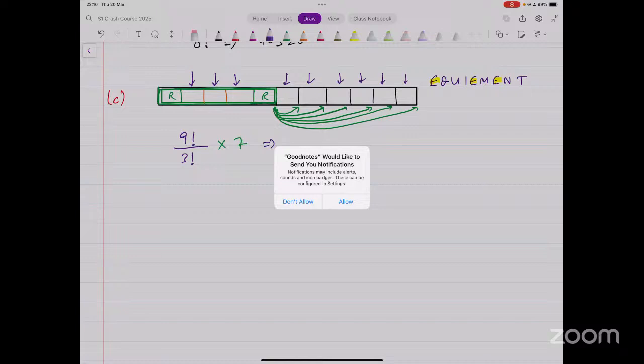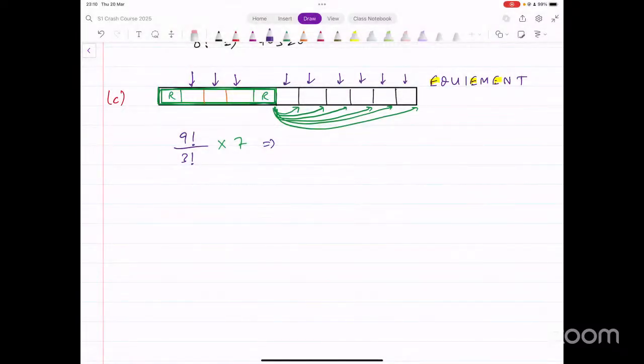423360. That's the result that we end up getting from this. Now, you're saying, why are we not multiplying by 7 factorial? We discussed this the other day as well.